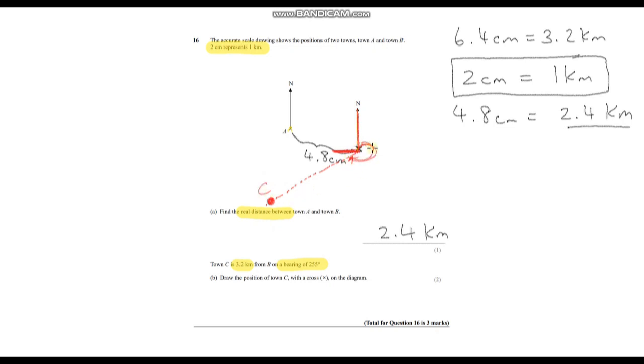So this angle here is 255 degrees, and this length that I've measured is 6.4 centimeters. So this is point C. And it does say mark with a cross on the diagram, so let's just change that to a cross. That is point C.